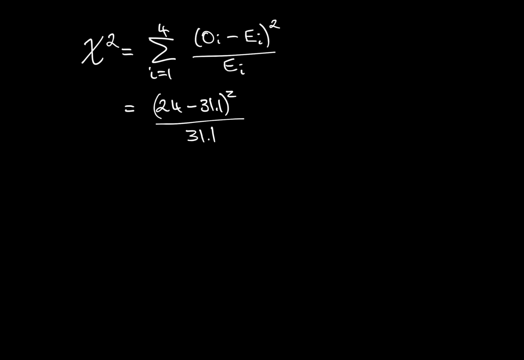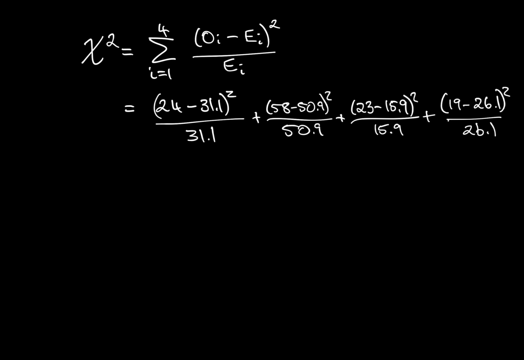Pause now and see if you can follow the same pattern to fill in the 3 remaining values in our chi-squared statistic. I've gone ahead and done that and obtained the following 3 values. Now doing that on your calculator, you should end up with something around about 7.67. So our chi-squared statistic for this observed data is 7.67.